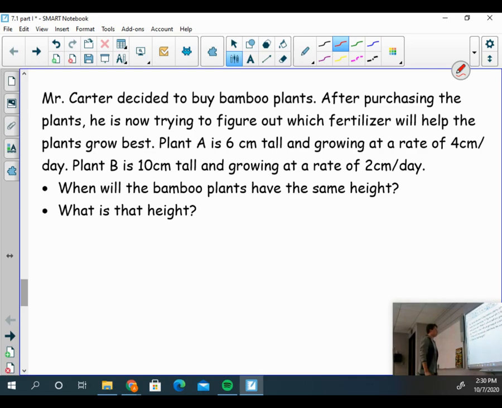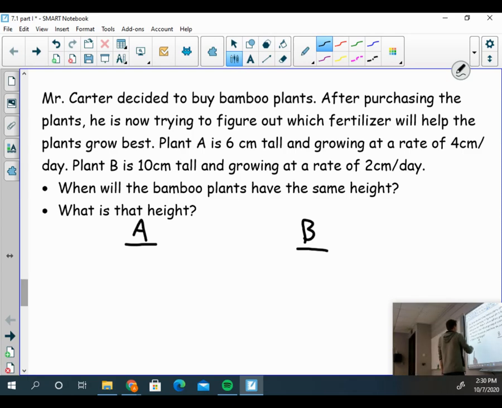Well, first and foremost, before we can ever graph, we have to set up some equations. We haven't done this in a little bit, but always start with some form of total, or some sort of setup. Plant A is 6 centimeters tall and growing at a rate of 4 centimeters per day. A lot of what we've seen so far is in slope-intercept form. So how we could think about this is what is changing and what is staying constant.